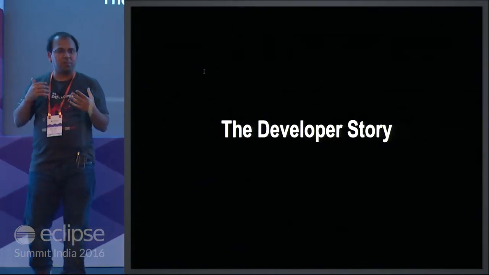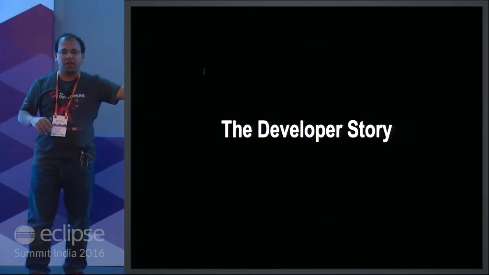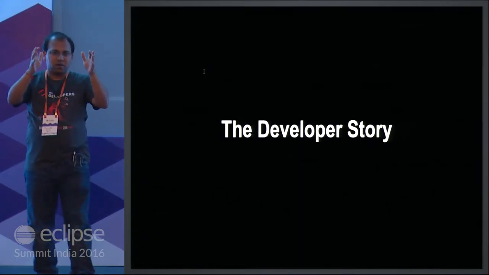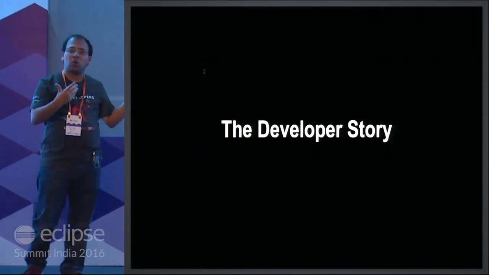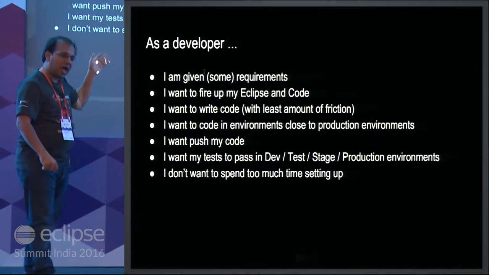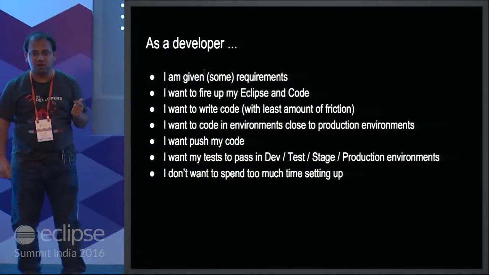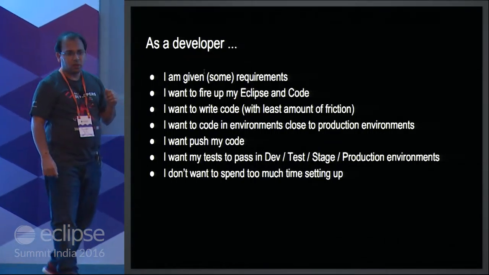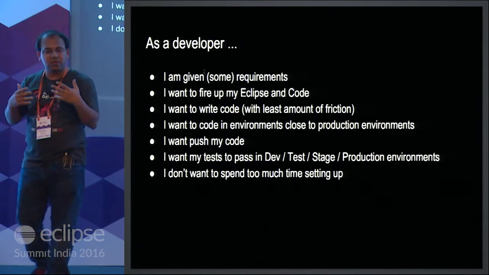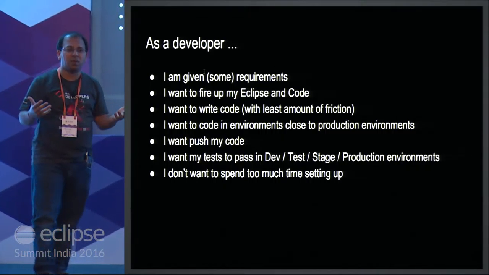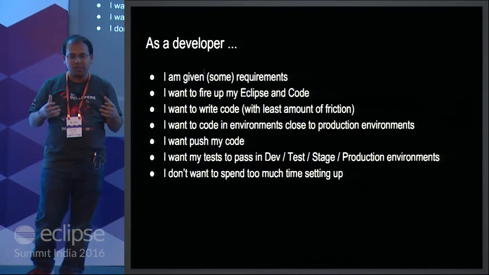I hope you attended Fred's talk yesterday. He talked about how he takes some code from Eclipse and deploys it. We are concentrating on the developing part, and when you are developing on your local machine, that's the developer story we are talking about. So as a developer, what do I want? I want to write code, first of all, obviously. I want my editor, and in this case, Eclipse. I have used CDT of Eclipse because I was a C++ programmer in my past life. So I want to start my editor and literally code away.